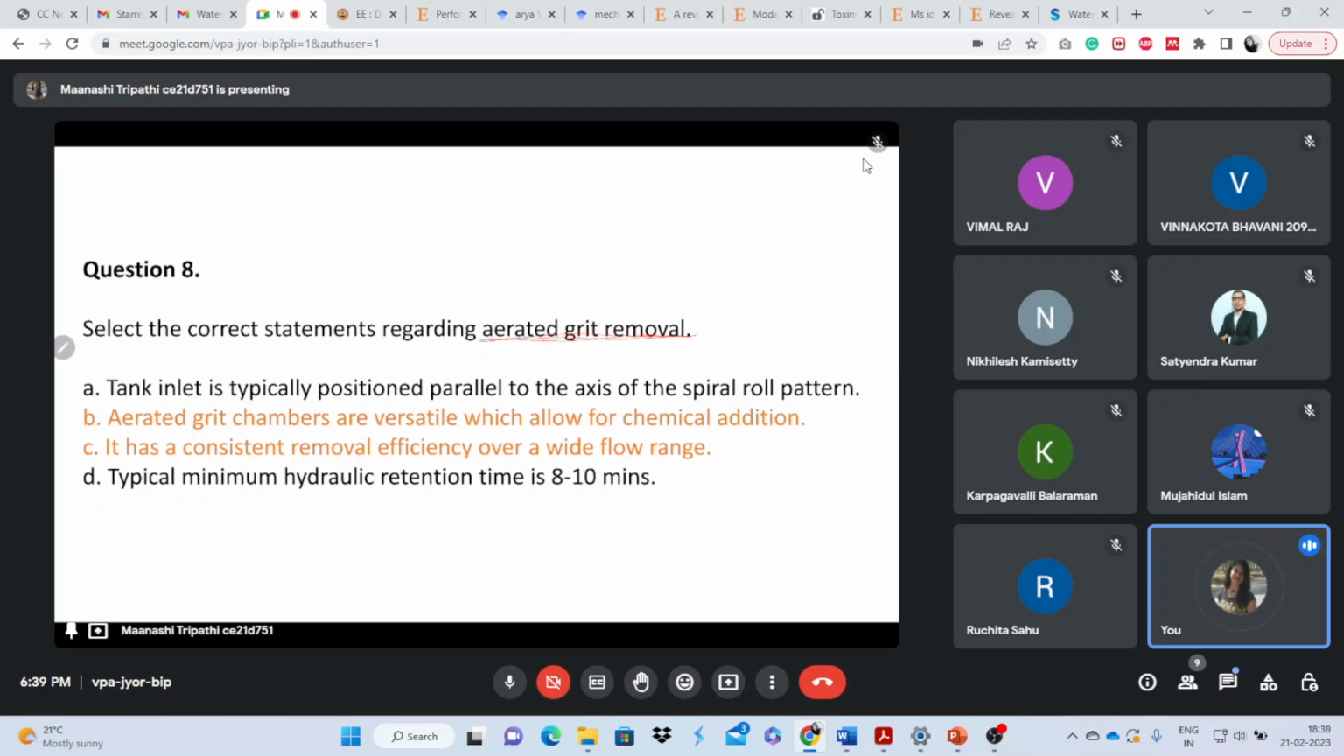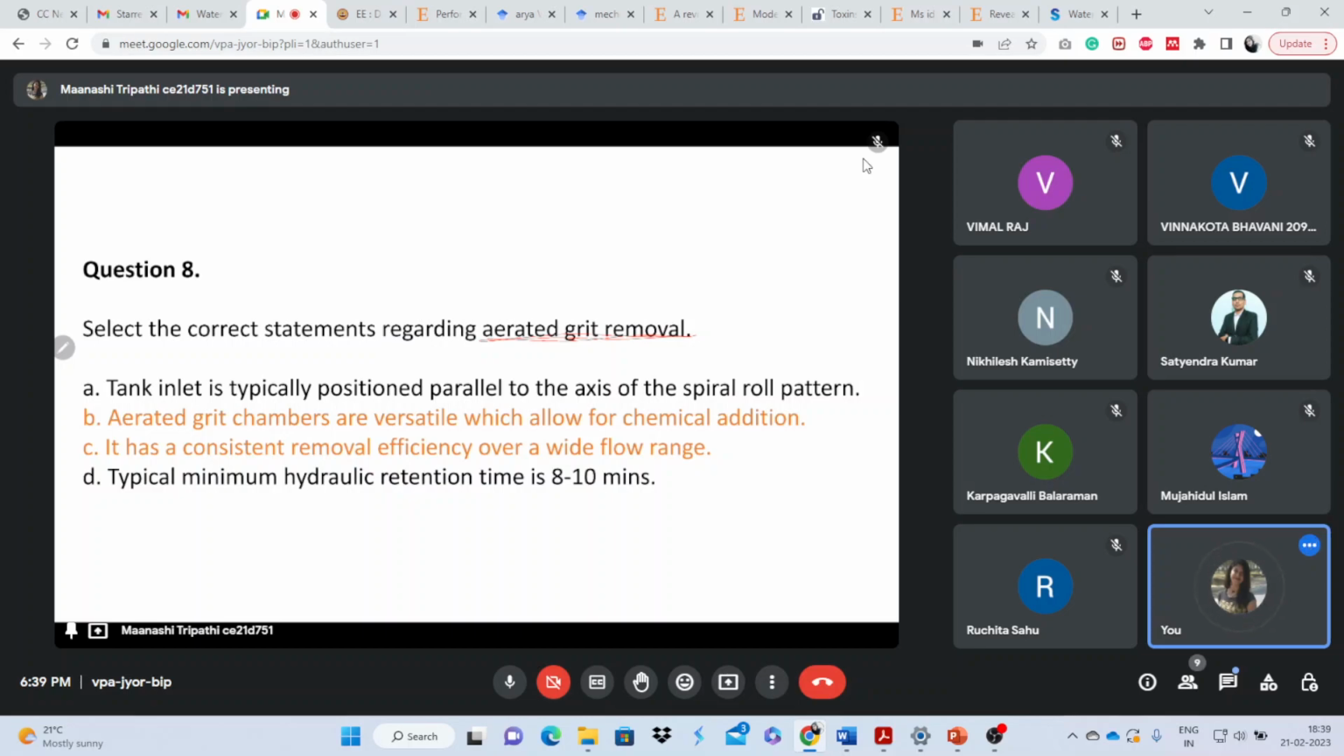Also, for cleaning the grit chamber, sometimes we need some chemicals. In an aerated grit chamber, we can easily introduce these chemicals, and due to aeration, these chemicals can be mixed very properly and all the settled grits can be easily removed. So cleaning is very easy. Option C is: it has consistent removal efficiency over a wide flow range. Yes, because we are aerating and mixing it properly, the efficiency will eventually increase.